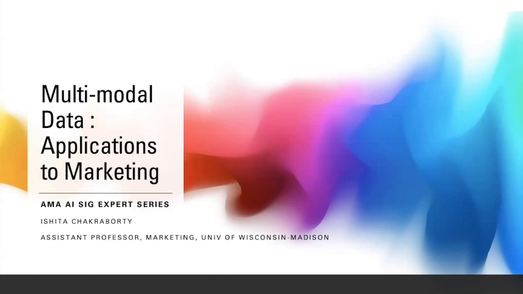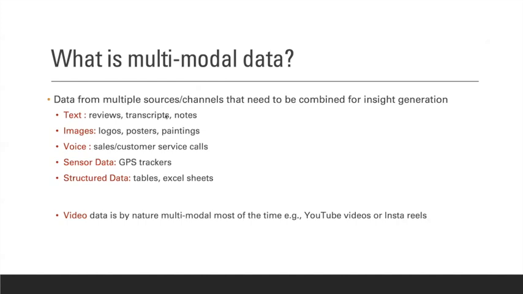The topic is multimodal data and its applications to marketing research. Let's begin with what is multimodal data. It is data that comes from multiple sources or channels and that needs to be analyzed together in order to derive insights. The sources could be text, images, voice, sensor data, for example, GPS trackers, and even structured data sources like tables and Excel sheets. Video data by nature is multimodal. For example, YouTube videos or Insta Reels often have components of text and images, voice, and so on.